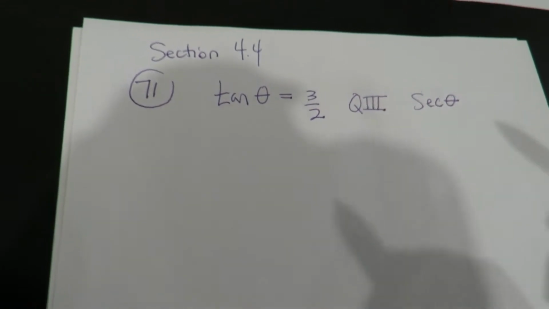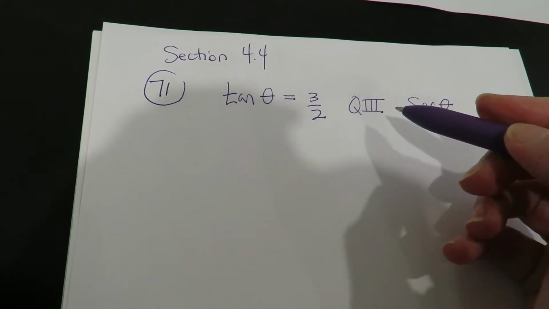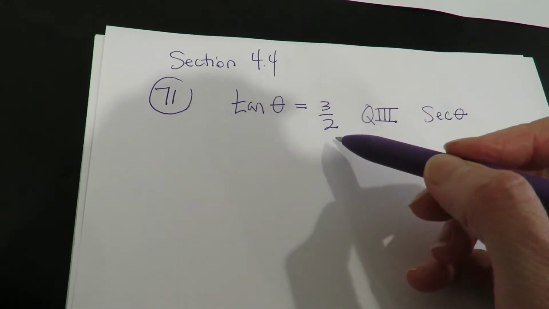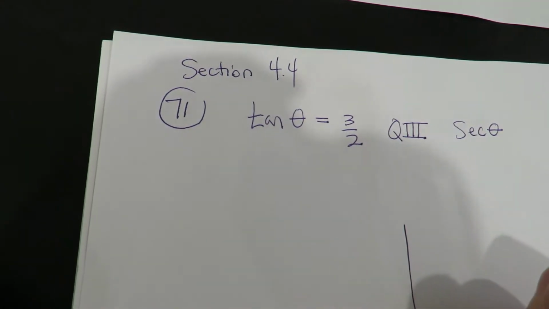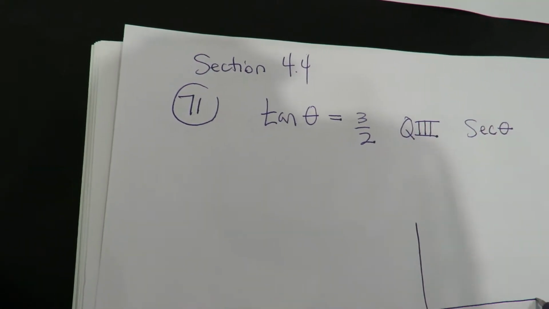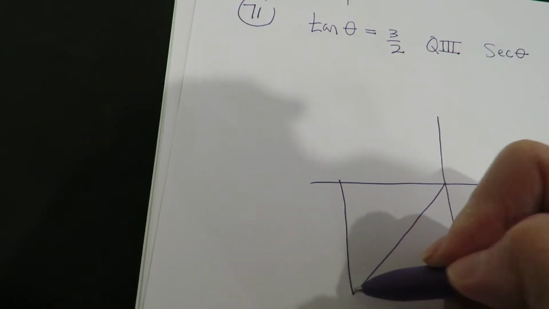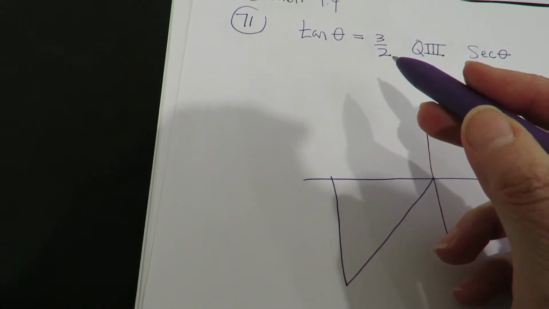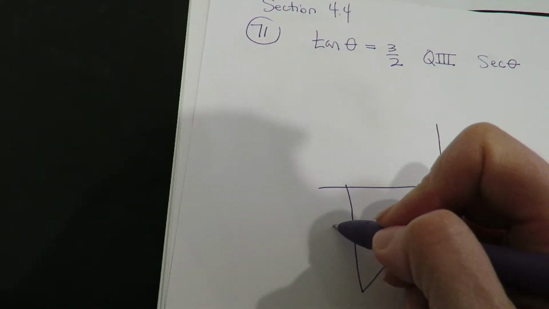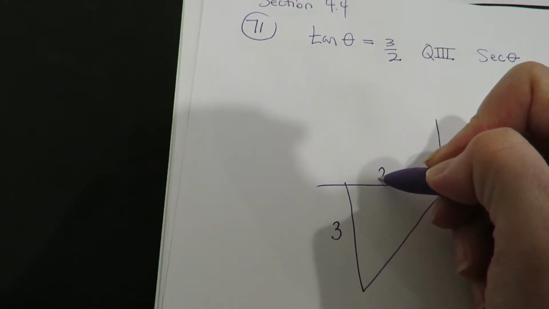Number 71, this one tells you you're in quadrant 3 and that in quadrant 3 the tangent is 3/2. So I'm going to draw a random triangle in quadrant 3. I'm going to put the 3/2 on it. So 3 would be the opposite, 2 would be the adjacent.